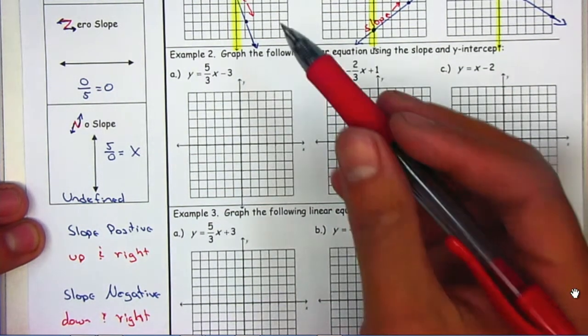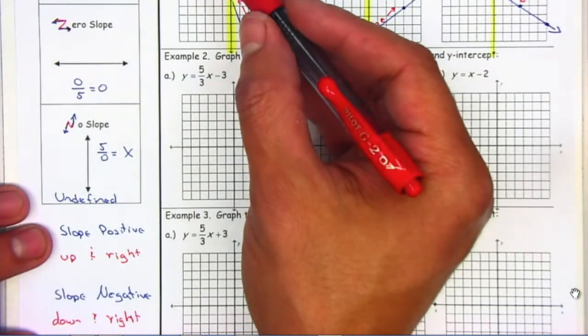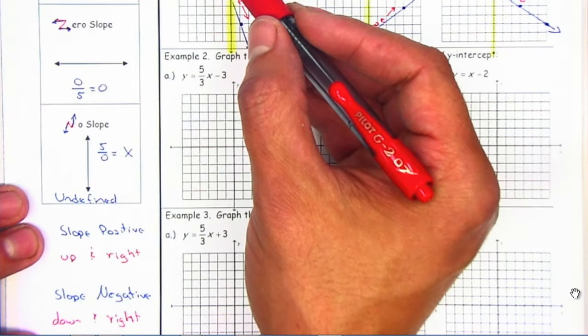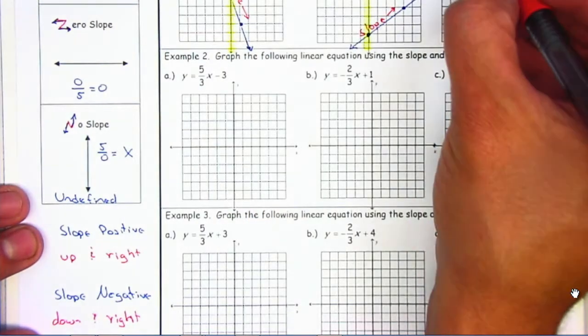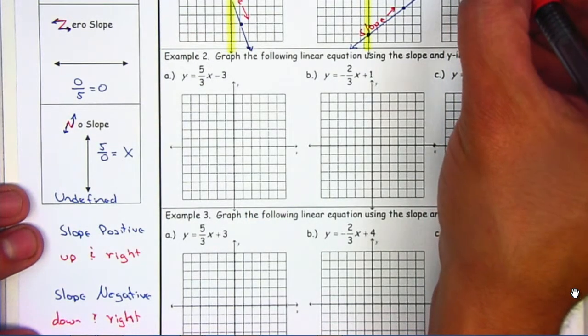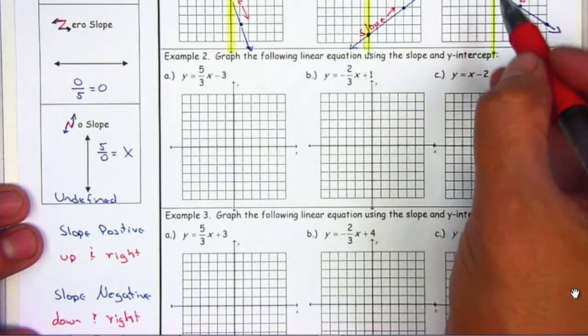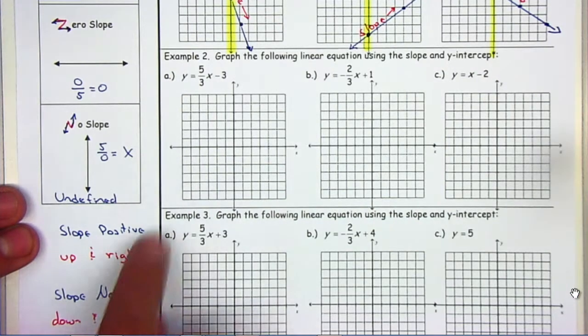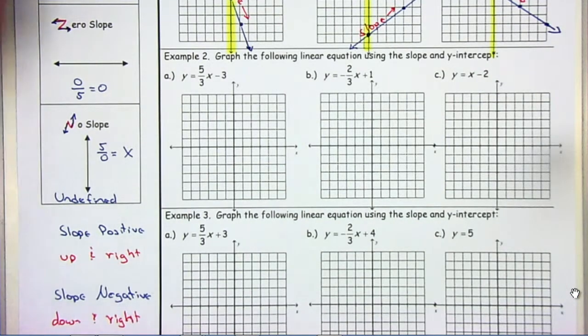Remember, the reason that we go down is because the negative belongs to the 3, and then this is to the right because the 1 is positive. Even over here, the negative belongs to the 2, so down, and the 3 is positive, so to the right. Make sure you write this down because we're going to refer back to this throughout the next examples.